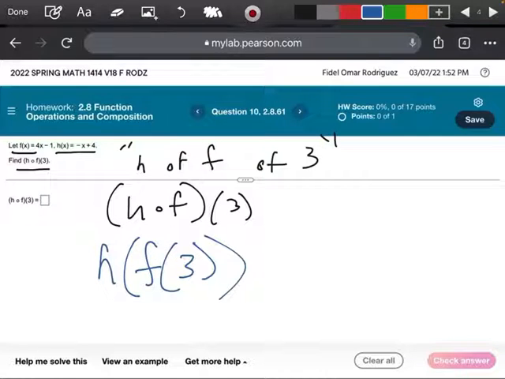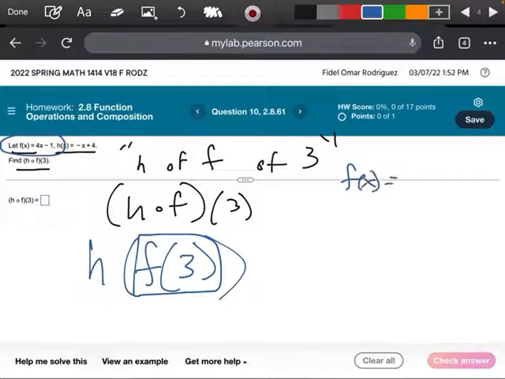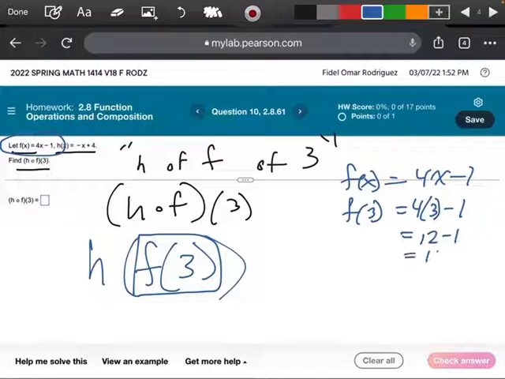Okay, so remember order of operations, when we have a whole bunch of parts that have parentheses, we always kind of have to start from the inside out. So the first thing we're going to do here is try to find f of 3. We know that our f of x is equal to 4x minus 1. So we want to find f of 3. We're going to say, well, 4 times 3 minus 1, and that's 12 minus 1. That's going to be equal to 11. So f of 3 is the same thing as 11.